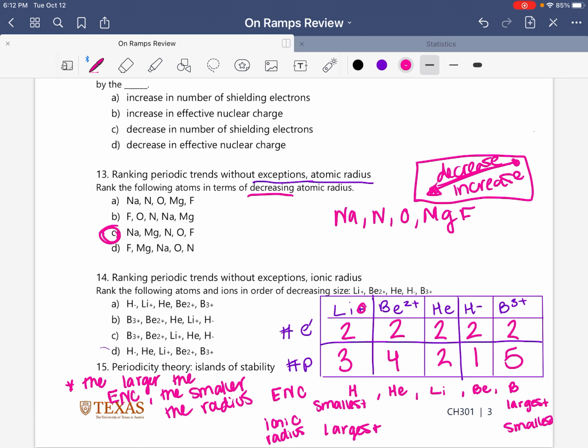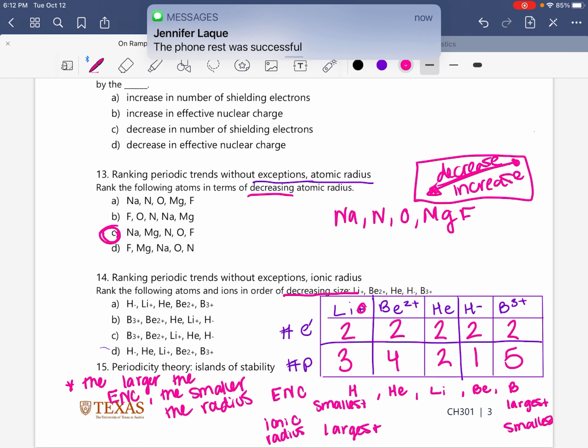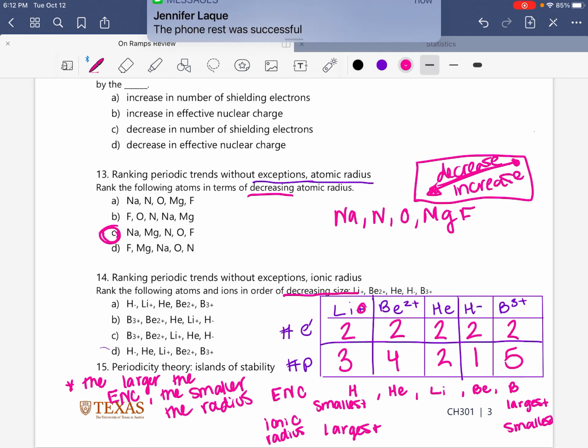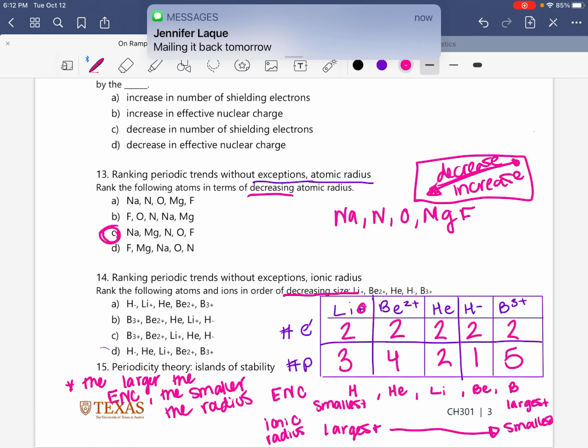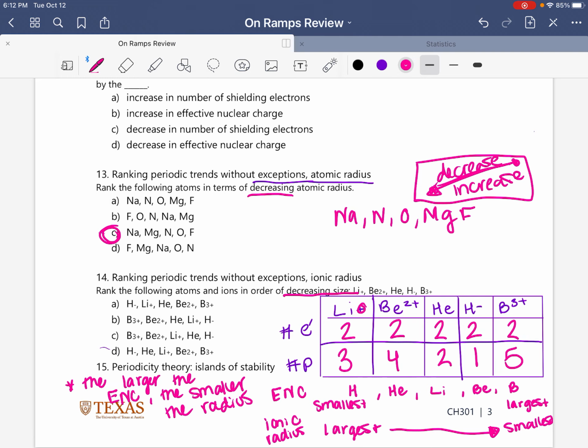Okay? So we have the largest being hydrogen in ionic radius, then helium, then lithium, then beryllium, then boron being the smallest. And this question asks for an order of decreasing size. So we want to go from biggest to smallest, which we're already doing. So we go hydrogen, helium, lithium, beryllium, and boron. And the answer would be D.